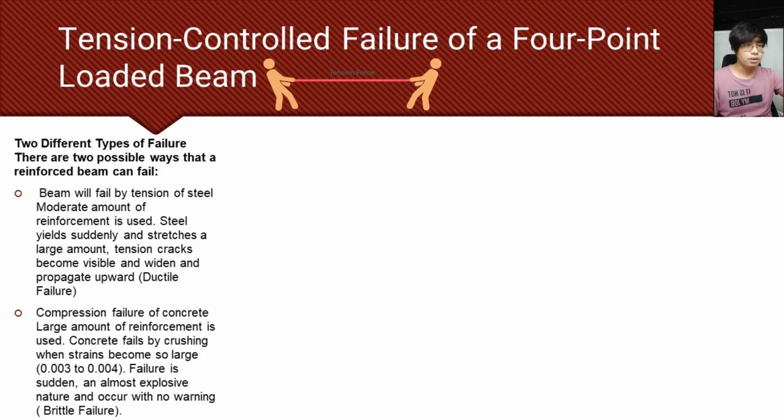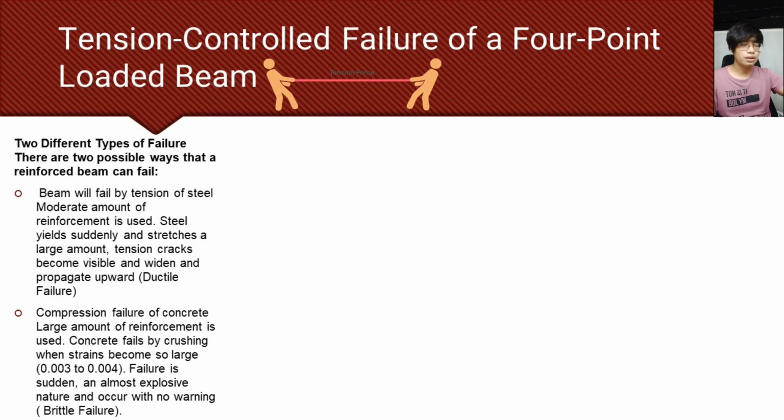Tapos, dito naman tayo sa tension control failure of a 4-point loaded beam. Different types of failure. There are two possible ways a reinforced beam can fail. Ito yung mga two types ng paano bumibigay yung isang beam. Beam will fail by tension of steel. Moderate amount of reinforcement is used. Steel yields suddenly, stretches, a large amount of tension cracks become visible and propagate upward, ductile failure.